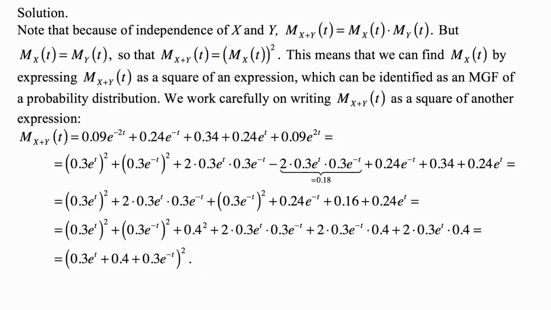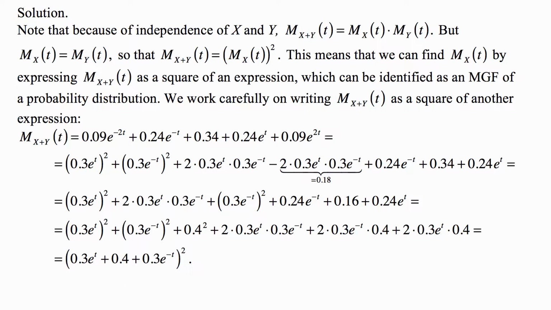Well, let's look at the solution. These two random variables X and Y are independent, and the moment-generating function of a sum of two independent random variables is a product of the moment-generating functions. But we are also told that X and Y have the same distribution and the same moment-generating functions, so that M sub X plus Y of t is equal to M sub X of t squared.